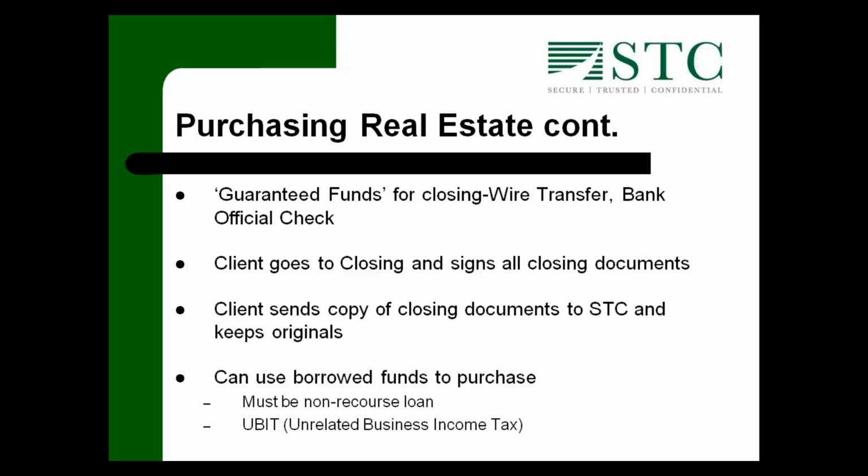Now, you do have the option to use borrowed funds to purchase. Remember, I talked about non-recourse loans. It does have to be a non-recourse loan. And UBIT, unrelated business income tax, can come into play. It's actually a subset of UBIT, unrelated debt finance income. That's what this property may be earning for your retirement account, unrelated debt finance income. I have covered that topic in detail in a previously recorded webinar. If any of you have questions about UBIT, UDFI, you can email me and I can direct you to that webinar or answer any specific questions.